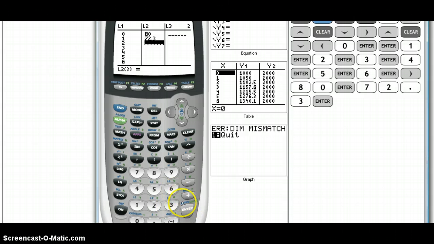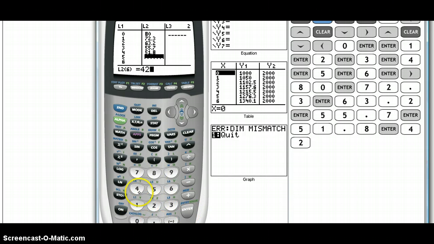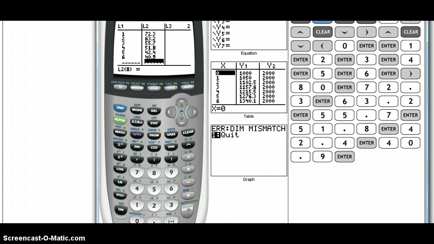72.3, 63.2, 55.7, 51.8, 42.4, and 40.9. So now we've got our two lists of data.